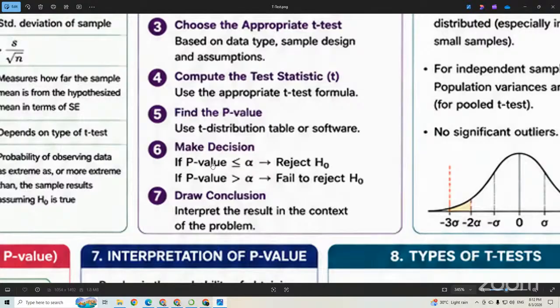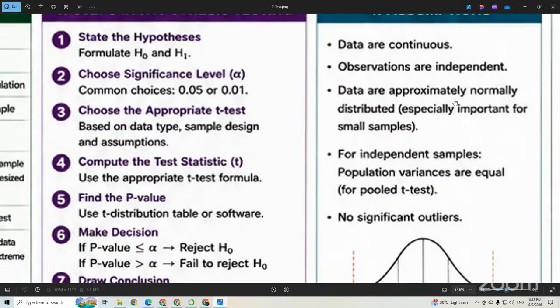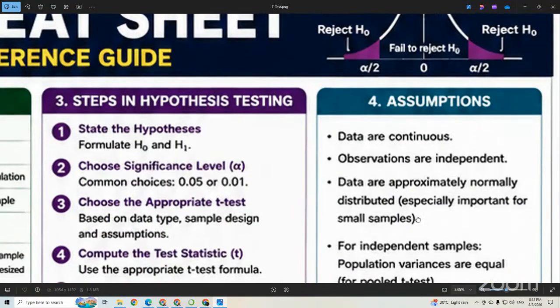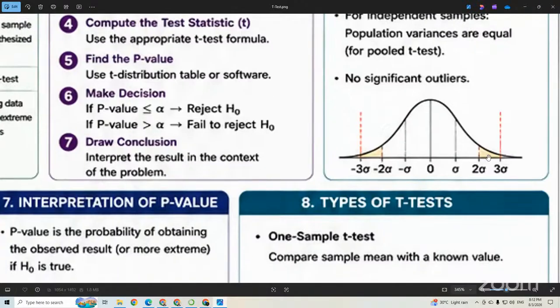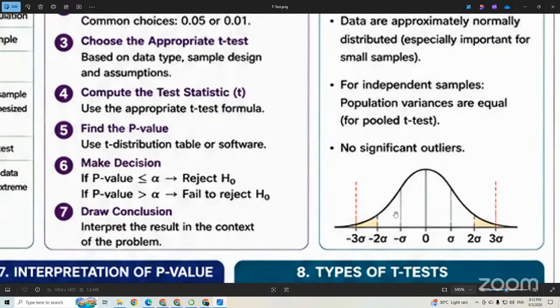This depends upon the value: if p is less than or equal to alpha, then reject H0, and if the p-value is greater than alpha, fail to reject H0. And then after that we draw the conclusion. You can also go through the assumptions; the diagram is also there. This area and this area you can observe here. This part is very important: when the value we assume falls at a place, we have to accept.